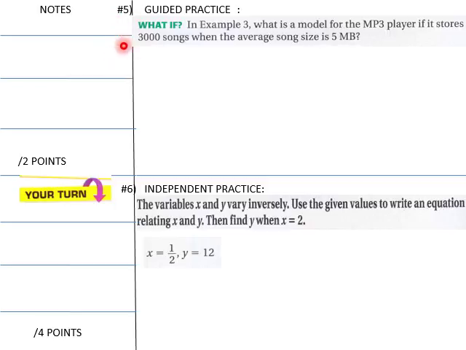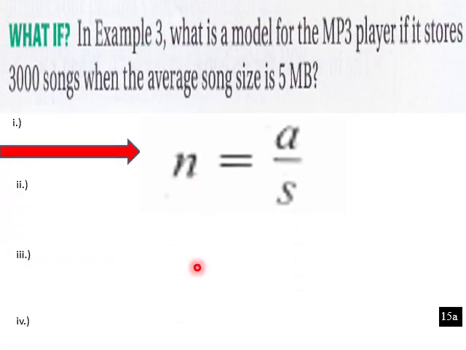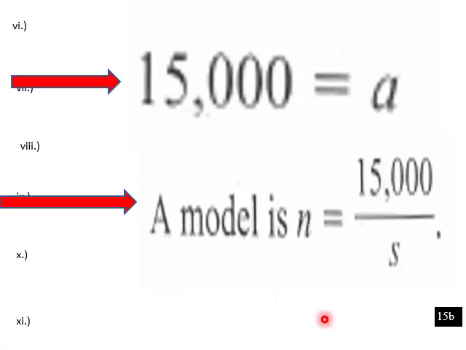And then our guided practice here, number 5. What if, in example 3, the MP3 player stores 3,000 songs when the average song size is 5 megabytes? What is the model? So here's our inverse variation here, and then we plug in 3,000 for n, and 5 megabytes is the average size of the song. So 15,000 equals a. The model is n equals 15,000 over s. That would be our model for that.